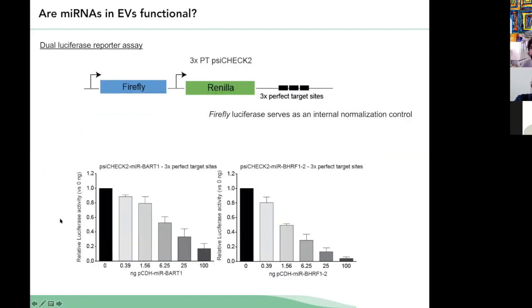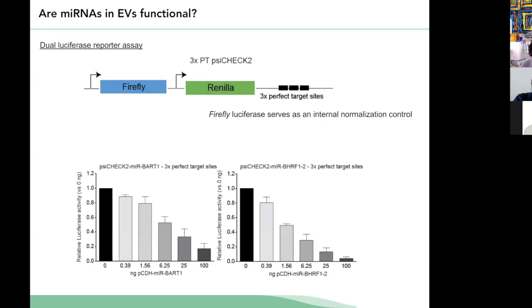Okay, but anyway, I was insisting on, are the microRNAs functional? So we see that some of the microRNAs are inside. Okay, are they functional? The best assay we have to address this is the dual luciferase reporter assay. We introduce 3 perfect target matches for the microRNA of interest. And this leads to a really strong reduction, as you can see on the bottom, the more microRNA you're expressing in the same cells. It's important to say that this is a dual luciferase reporter, meaning that the firefly is also there, and the firefly is really important to normalize the value of the Renilla, okay? Just to be sure that you don't have an artifact just because the expression of both of the luciferases goes down.